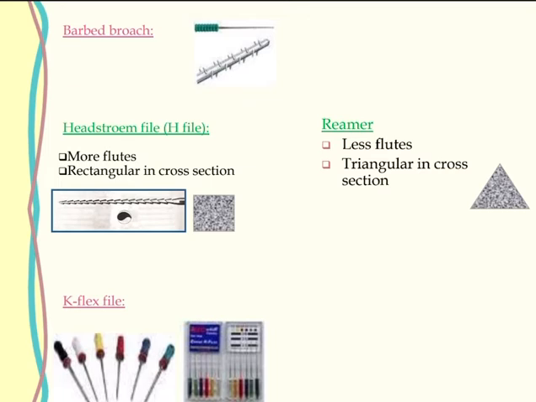H file is also used to extirpate the pulp tissue, but it is also used to enlarge the canals, the lateral wall of the canals. H files have more flutes, whereas reamers have fewer flutes. H files are rectangular in cross section when you see them closely, whereas reamers are triangular in cross section. They have something called a K-flex file. This is very useful, especially in primary root canals, because it is very flexible. Even in curved canals, the chances of breakage are very low if you use a K-flex file.